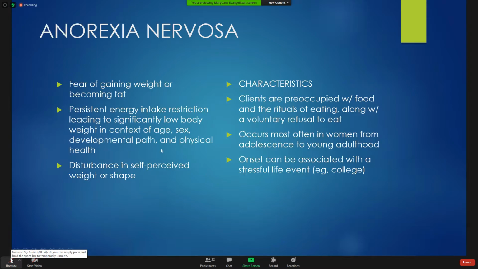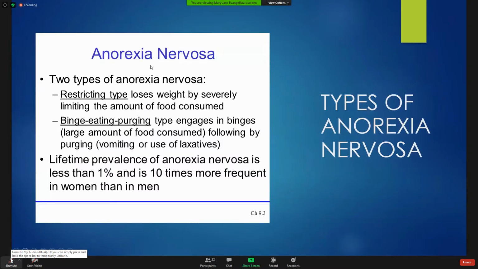Another thing, anyone dealing with an eating disorder has another psychiatric problem, not only in eating, also psychological. Just to let you know. And their characteristic, they are preoccupied with food and the rituals of eating. But for anorexia nervosa, they have a great fear of gaining weight. FYI. So there are two types of anorexia nervosa. Restricting type, loses weight by severely limiting the amount of food consumed, and the binge eating. But usually, the common or popular type of anorexia is the restricting type.